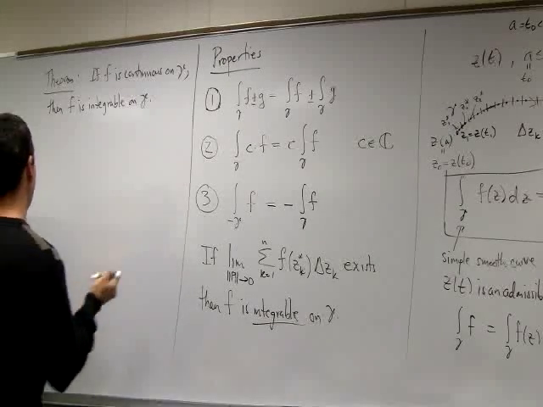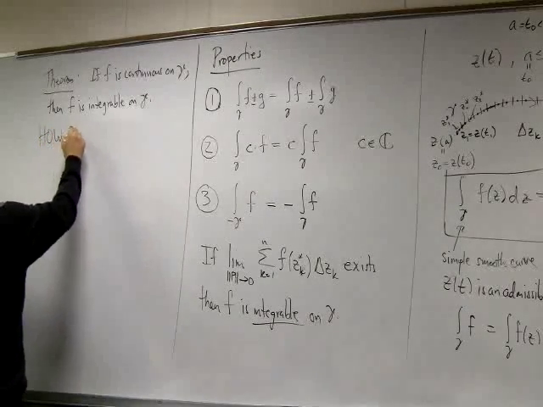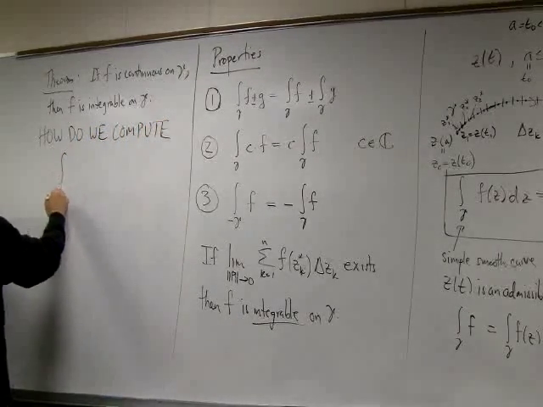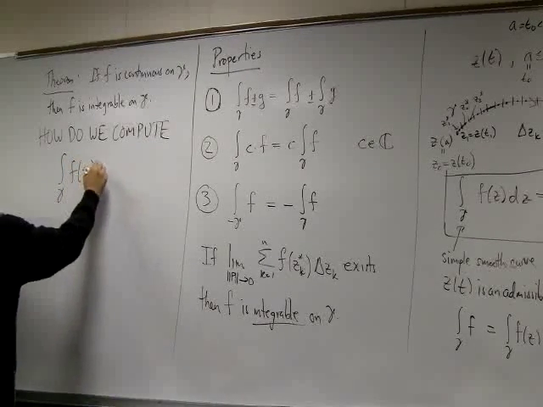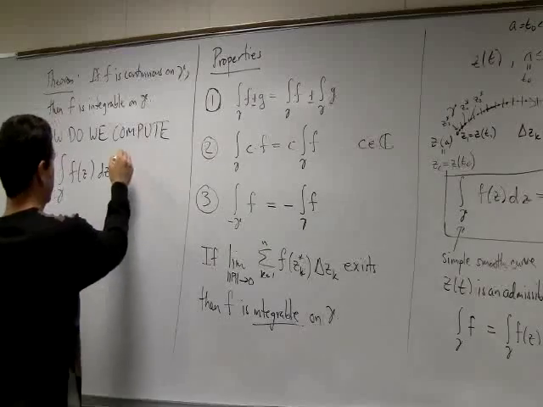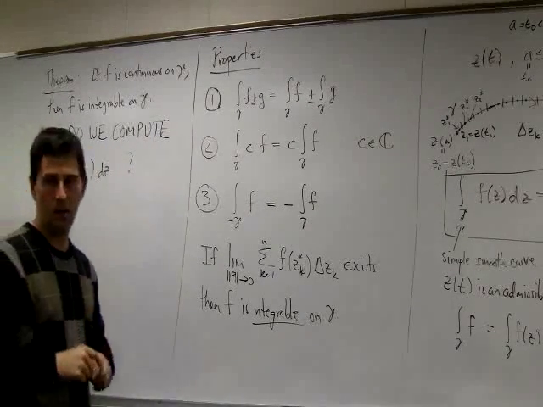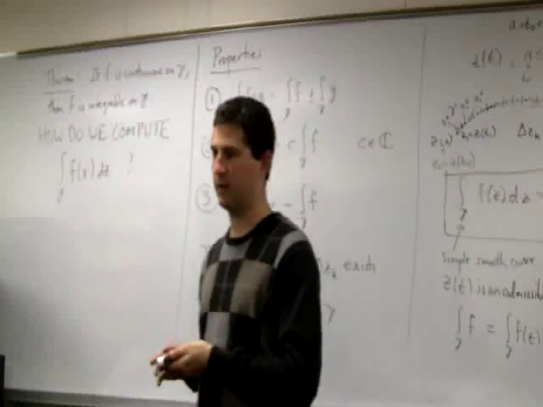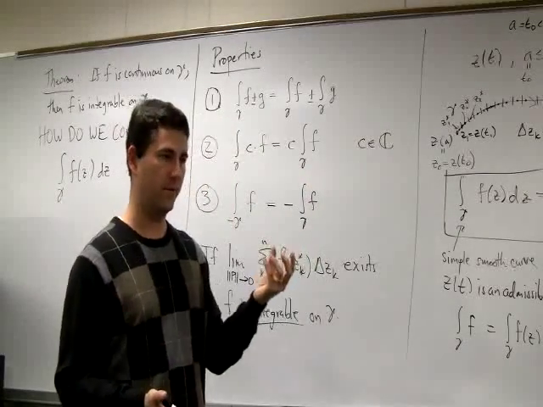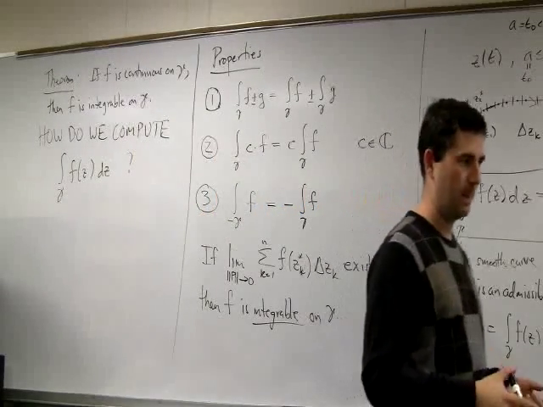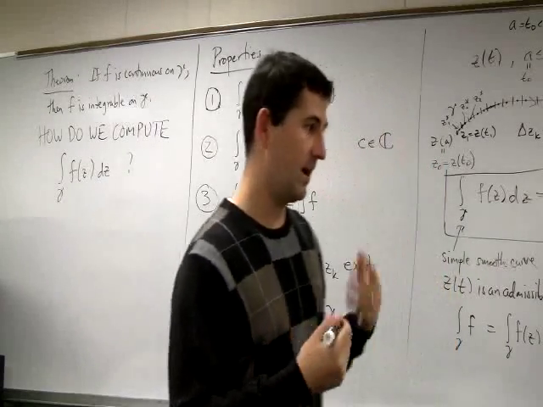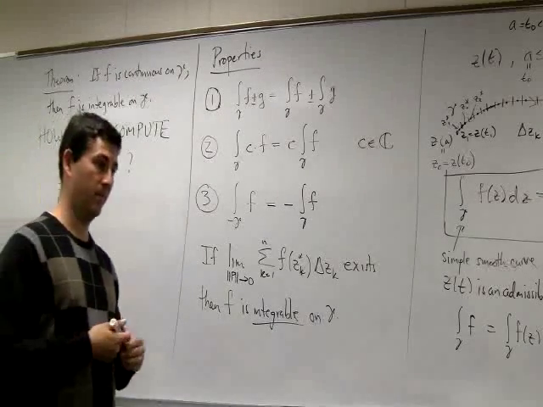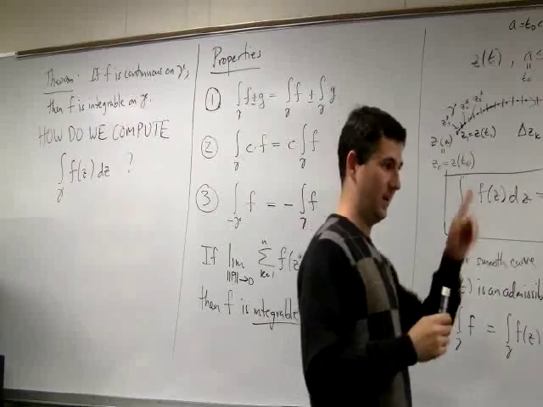Okay, so the question is, how do we compute this integral? How do we do it? In single variable calculus, you have the fundamental theorem of calculus that tells you how to actually compute it. You find an antiderivative and evaluate it on the endpoints. So it would be nice if we could write down something like that. In multivariable calculus, you appeal to Fubini's theorem, which tells you how to break up a double integral, for instance, into an iterated integral.